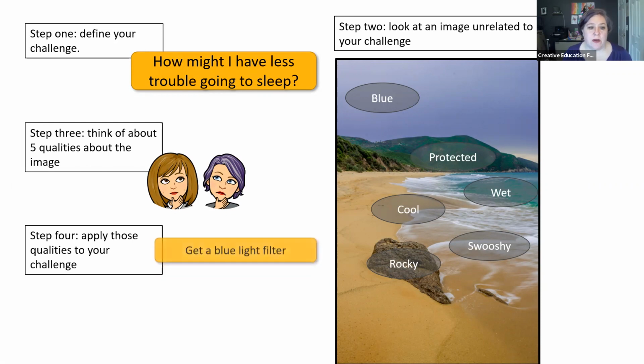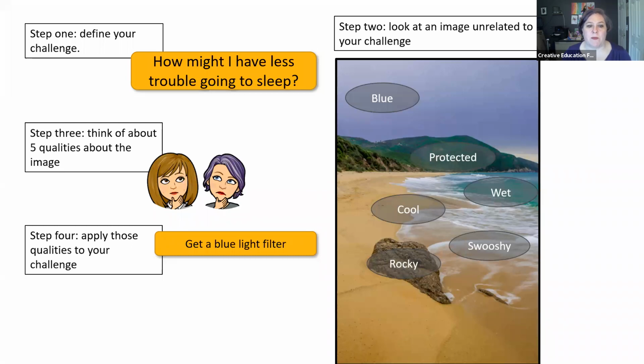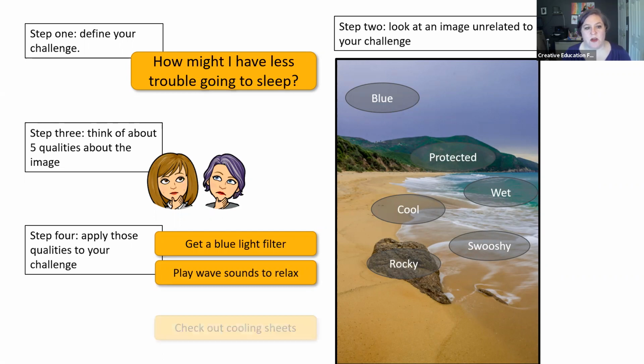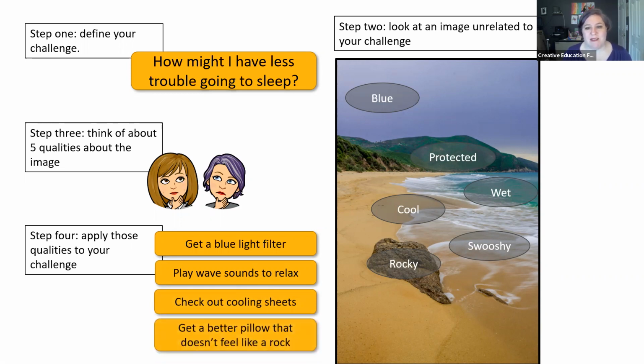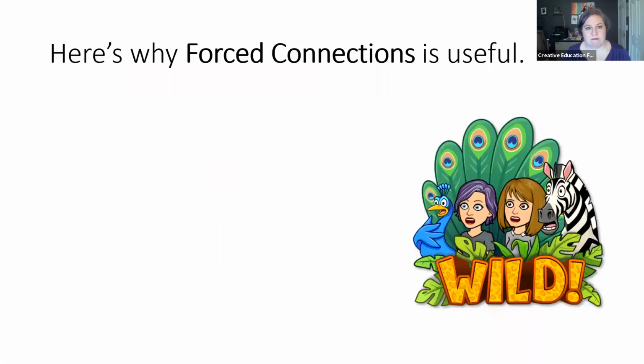So for example, I might get a blue light filter from the word blue. That would inspire a blue light filter to help the brain shut down at the end of the night. Or I might play wave sounds to relax from that swooshy sound. Or check out those cooling sheets that Facebook has been trying to sell me. Or I might get a better pillow that doesn't feel like a rock. All of these solutions come from the qualities of the image that we identified.